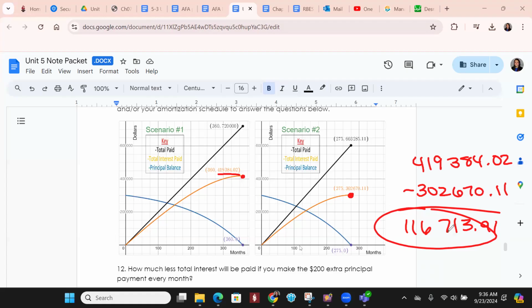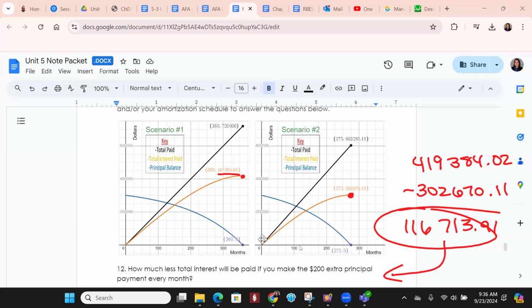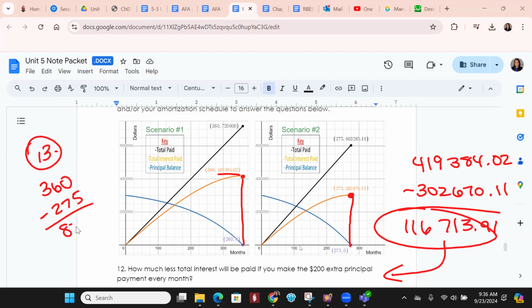Okay. All right. This one goes down for number 12. Okay. So making the extra $200 payments each month reduces the total amount of time needed to pay off the loan by how many months? So let's take a look at this. So looking at number 13, look at the total months. So this hits 360 months. With this guy, we finish at 275 months. So for number 13, we took 360 minus 275, and that gets us 85 months off.